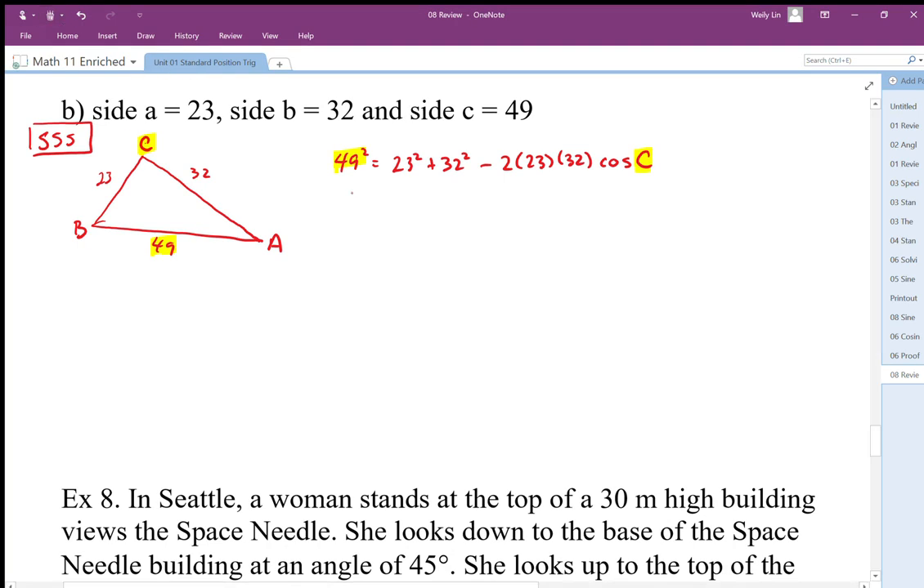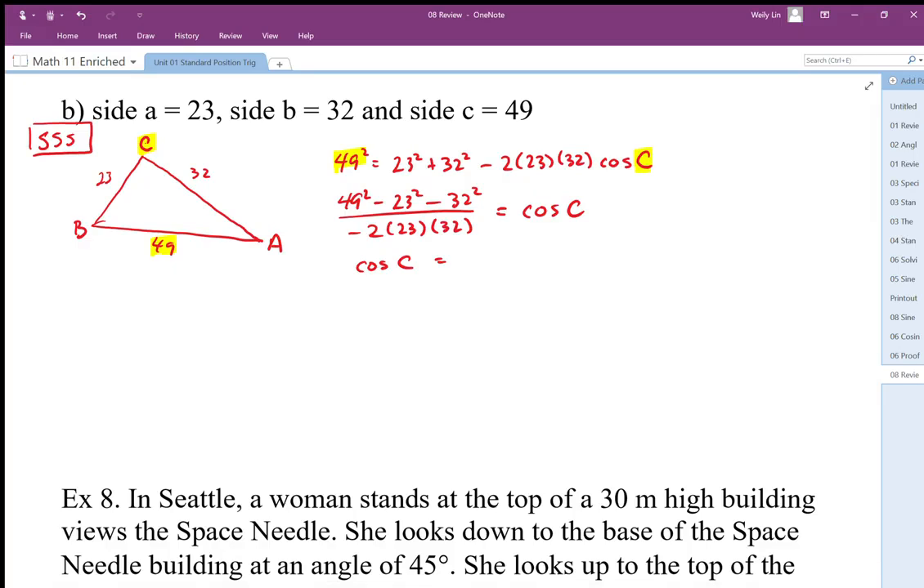So we're going to end up with 49 squared minus 23 squared minus 32 squared. I get rid of the pluses with minus, and I get rid of the times with divide. So divide by 2, divide by 23, divide by 32. That's equal to cosine of angle C. So solving for the cosine of angle C, we need to calculate that value.